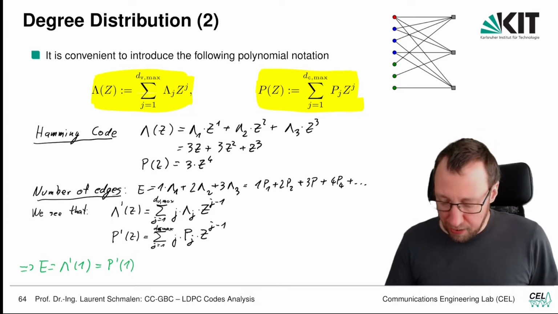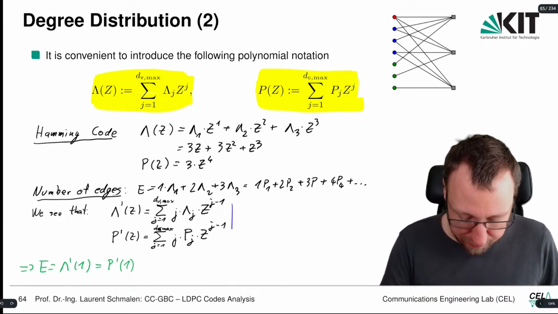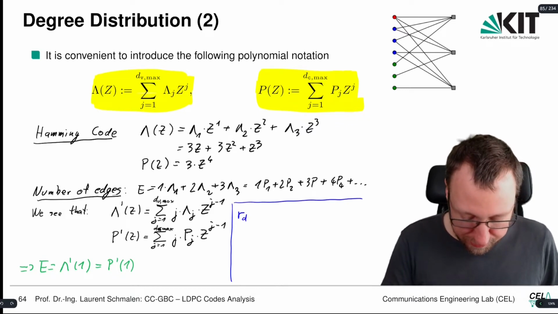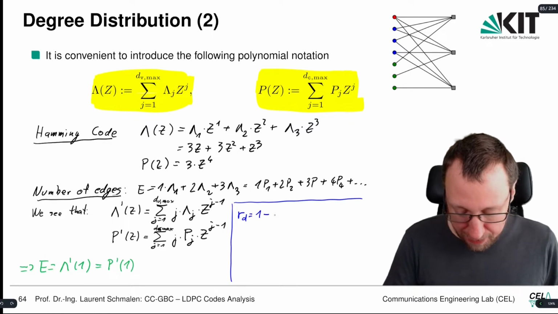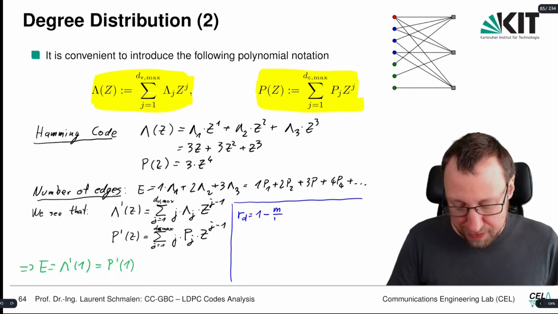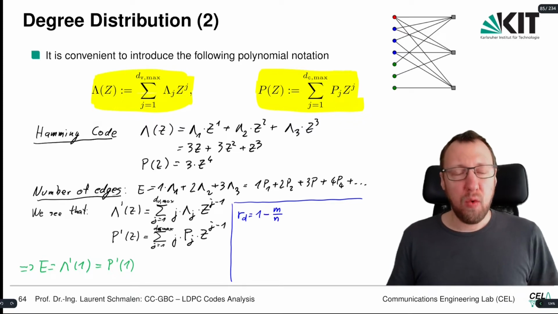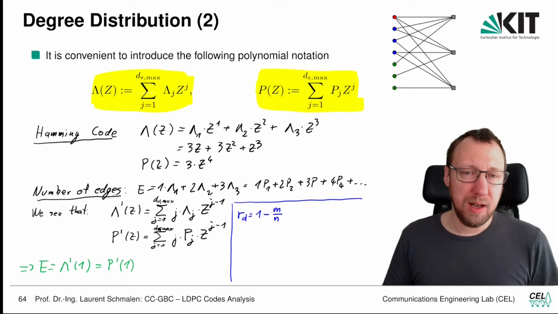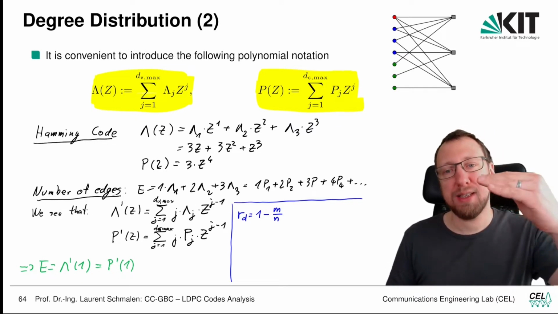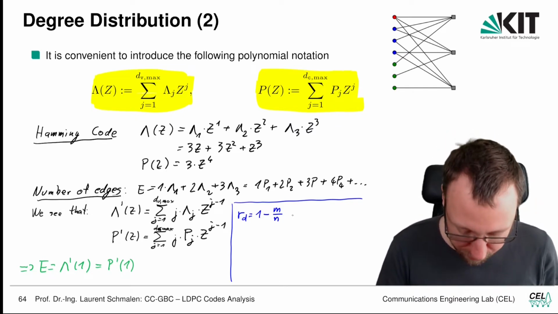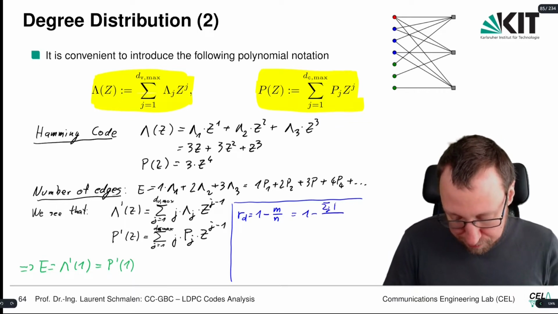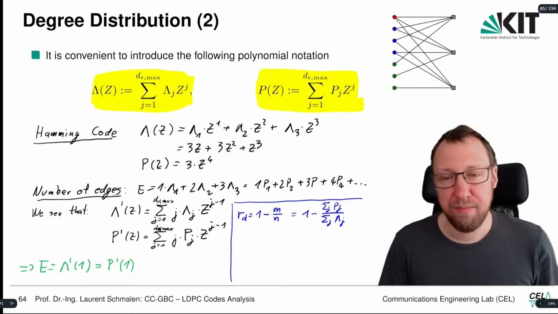Polynomial also has another advantage. You can express the rate as a function of the polynomial. The design rate Rd is equal to 1 minus m over n. What is m? m is the number of variable nodes, so it's just the sum over pj. This is 1 minus the sum over j times pj divided by the sum over j times capital lambda j.